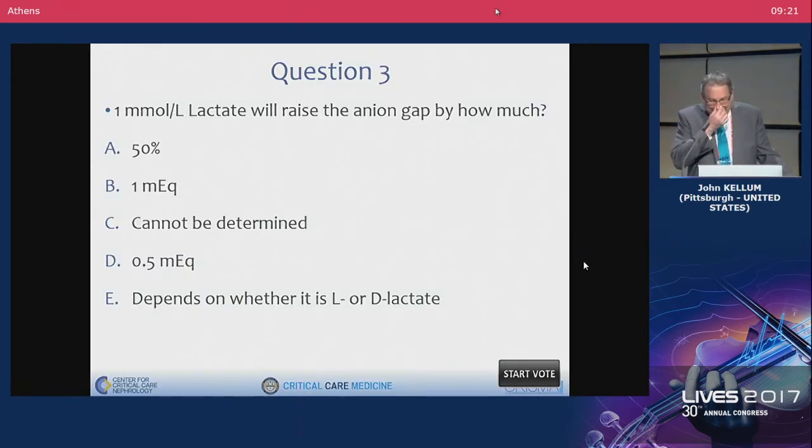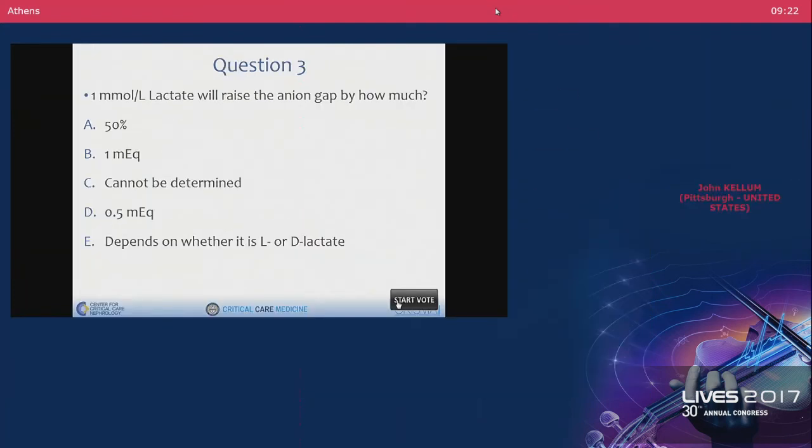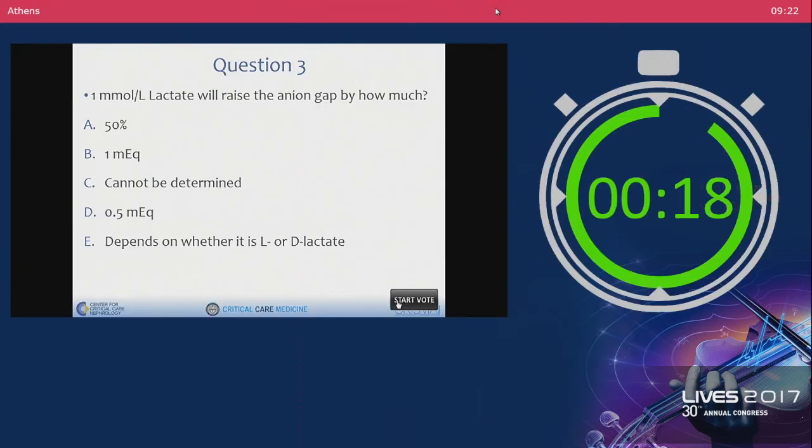So how much, and if you were paying attention, you'll get this question right. This is a test of me to see how well I've conveyed this to you in the last few slides. How much will 1 millimole per liter of lactate raise the anion gap? By 50%? By 1 milliequivalent? It cannot be determined. By half a milliequivalent, or it depends on whether it's L or D lactate. I'm going to ask you to vote on that, and then we'll conclude.